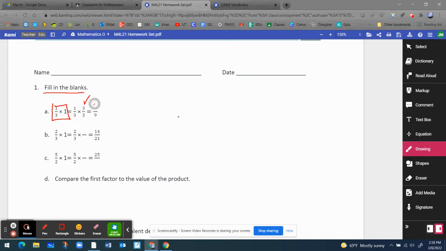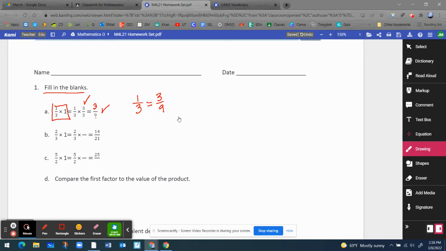1 times 3 equals 3, and obviously 3 times 3 equals 9. It's already done. So there it is. What this problem is saying is that 1/3 equals 3/9. Remember, because these are equalities. All right, let's go to the second one.